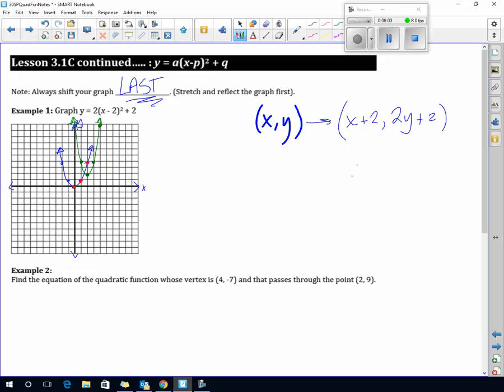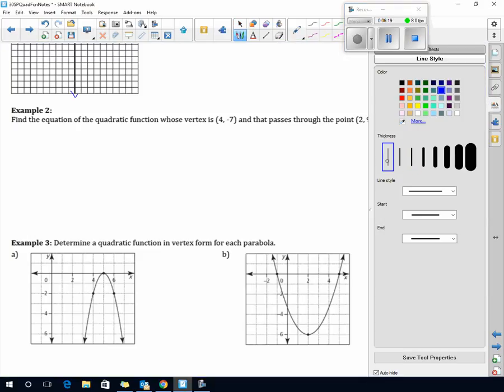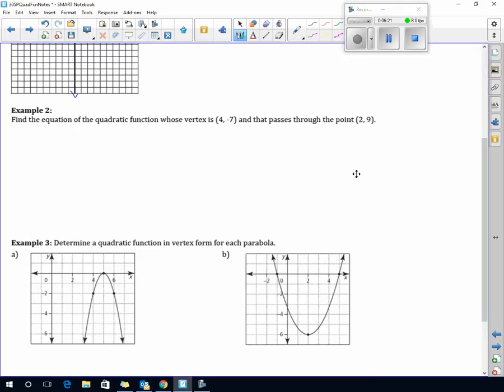What is the equation of the quadratic function? Can anybody tell me? y equals what? y equals a, then what? Brackets, x minus p, squared, plus q. And you might see an h and k, just in case you don't get confused.